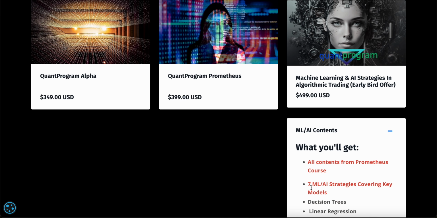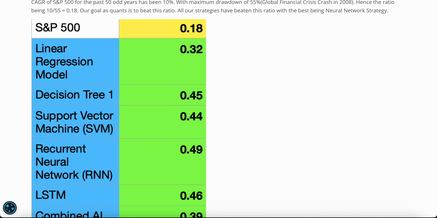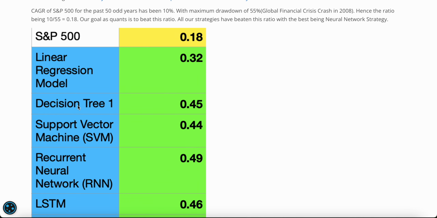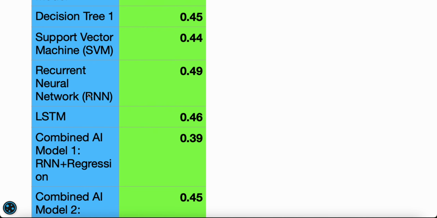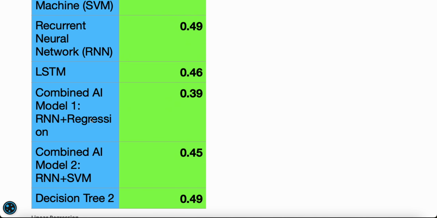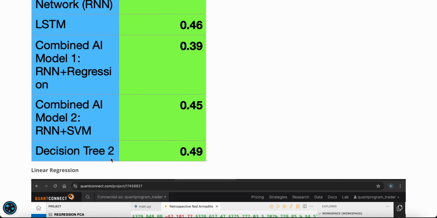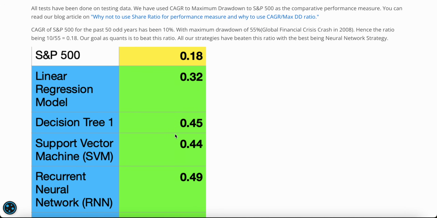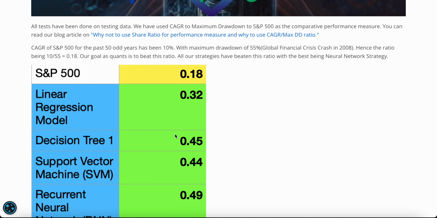As of now, including this one, there will be 9, because there's a decision tree strategy, and a second one we added a few weeks ago. So we have linear regression, decision tree, support vector machines, recurrent neural network, long short-term memory. We also have discussed a combination of RNN and regression, a combination of recurrent neural network and support vector machine, and then decision tree 2, and this one will be the third decision tree that we will be adding. And all these strategies have beaten the S&P 500 CAGR to drawdown ratio, and that is very crucial. This number is what quants are targeting, the CAGR to drawdown ratio.